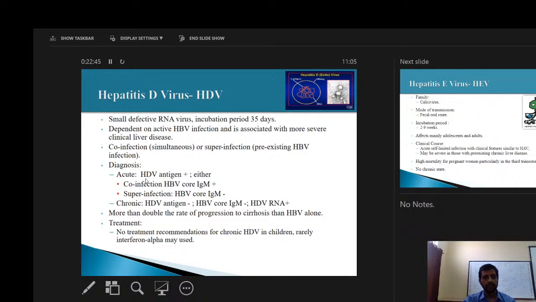So what do you see? You already see the serological profile of hepatitis B, which we have already seen. On top of that, you will have anti-HDV antibody also. The progression to cirrhosis is faster. There is no treatment for hepatitis D. You treat hepatitis B and hepatitis D gets cured automatically, because it cannot sustain without hepatitis B.